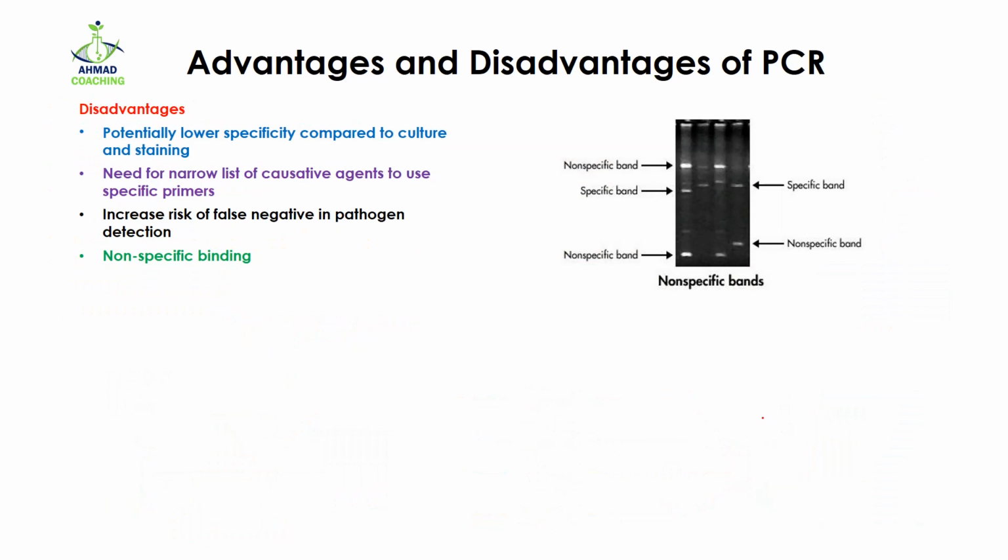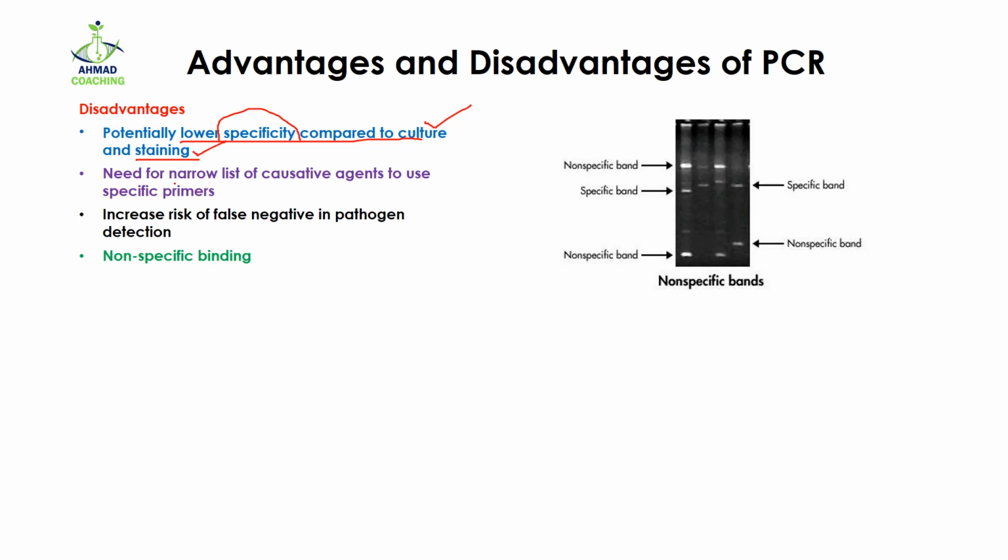However, there are some disadvantages or limitations of PCR. The first disadvantage is potentially lower specificity compared to culture and staining. When we talk about specificity, it means specifically detecting one bacteria or one microbe in a sample. Because we are using primers, they can attach to some other bacterial strain. Because of this, the specificity of PCR is not as high as culturing or staining.